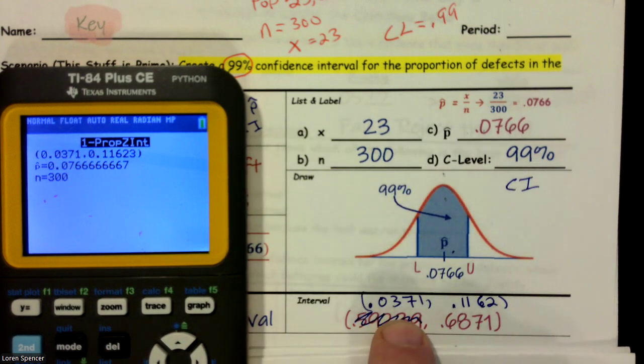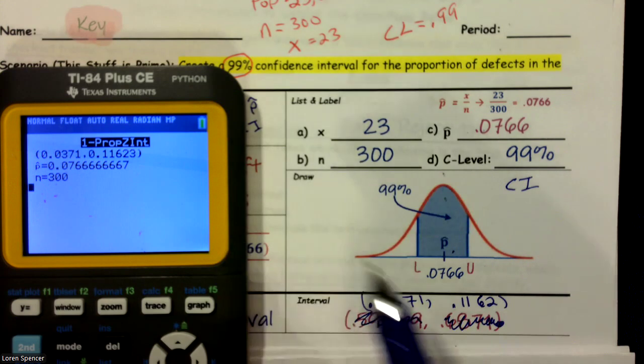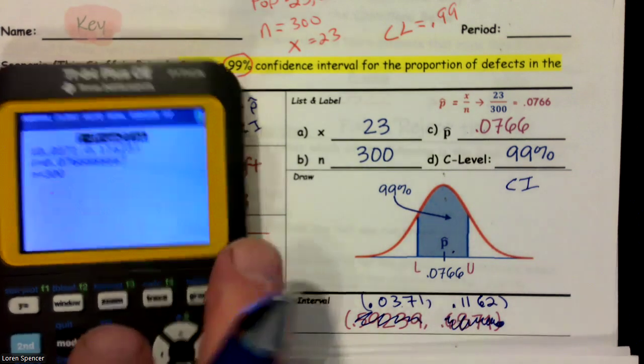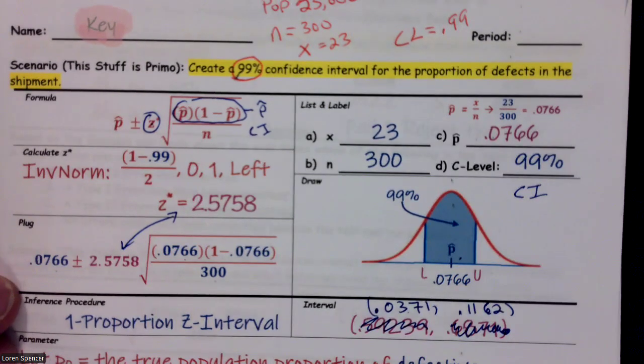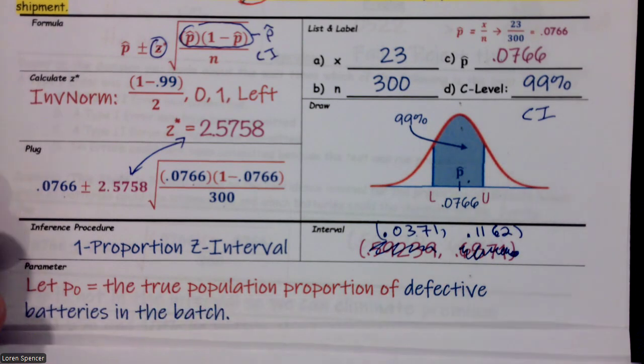And we end up getting 0.0371 with an upper bound of 0.162. All right. So that's our lower bound and that's our upper bound. And you can see that, hey, 0.0766 is right in the middle of that. So what was our parameter? Well, let P equal the true population proportion of defective batteries.